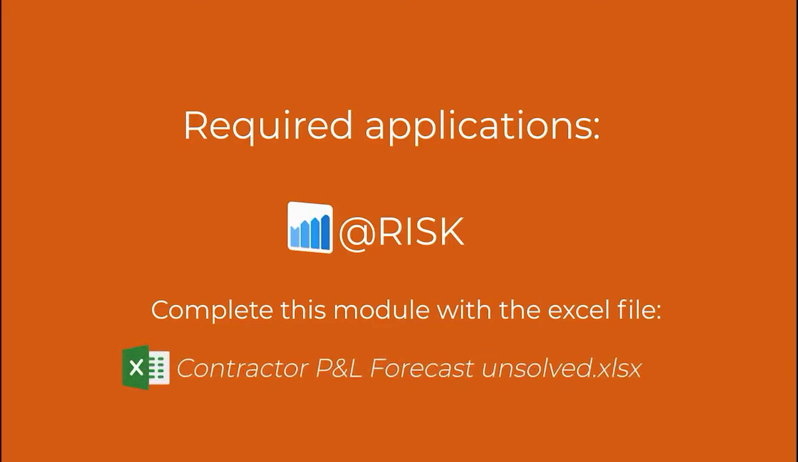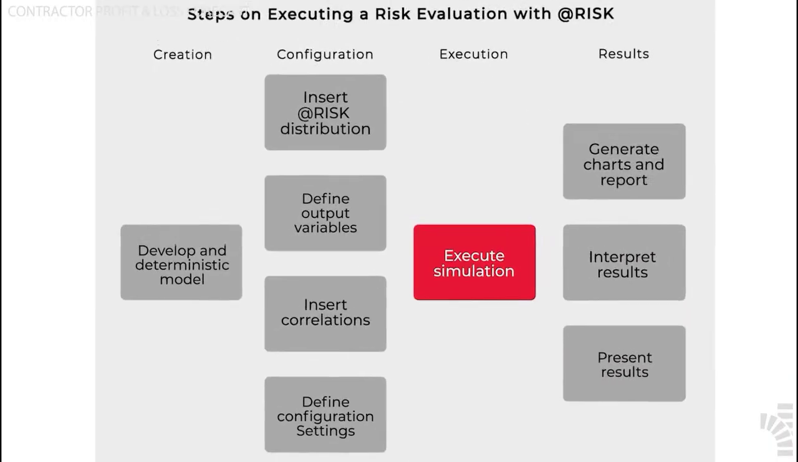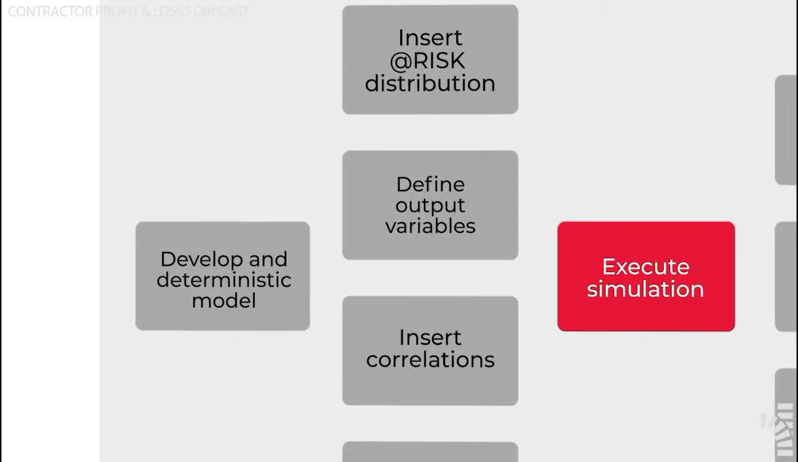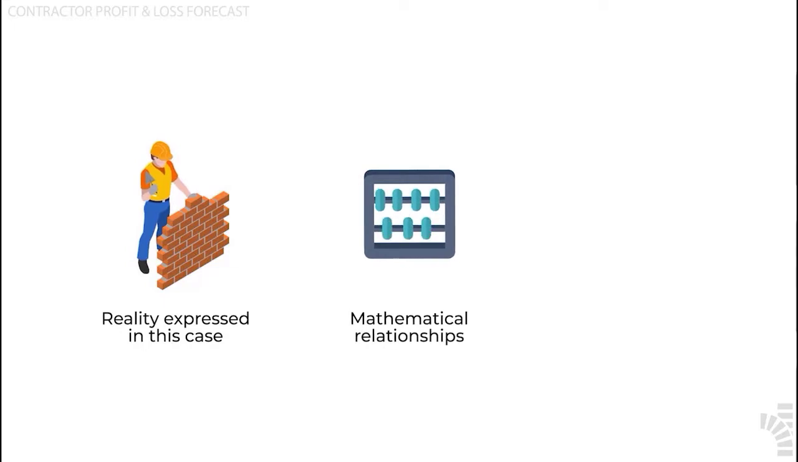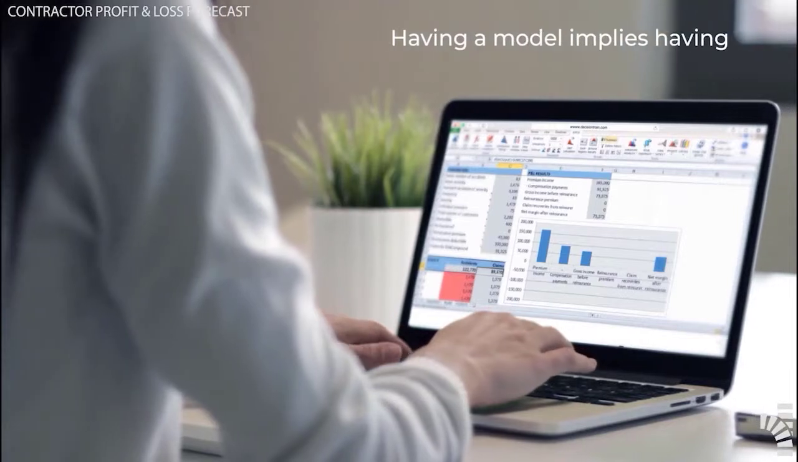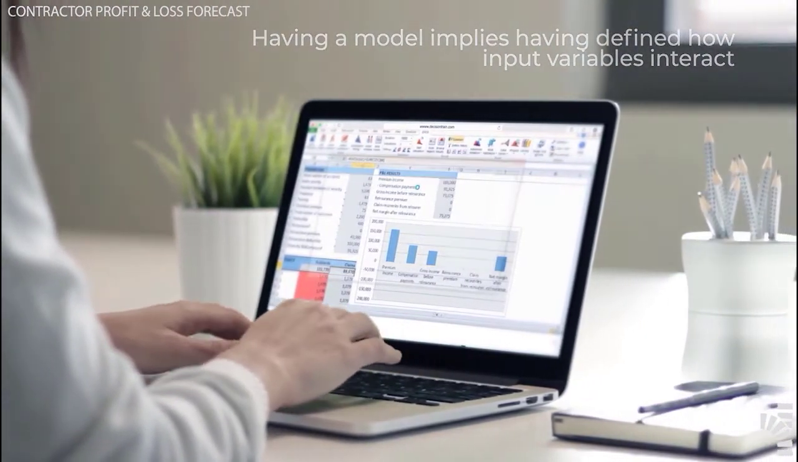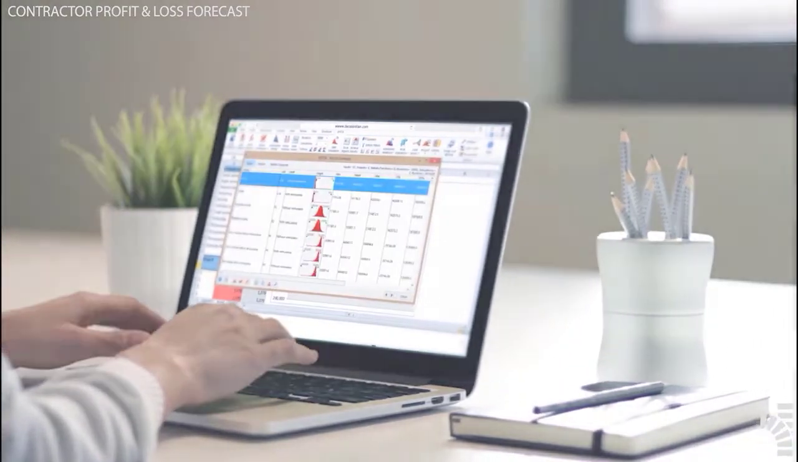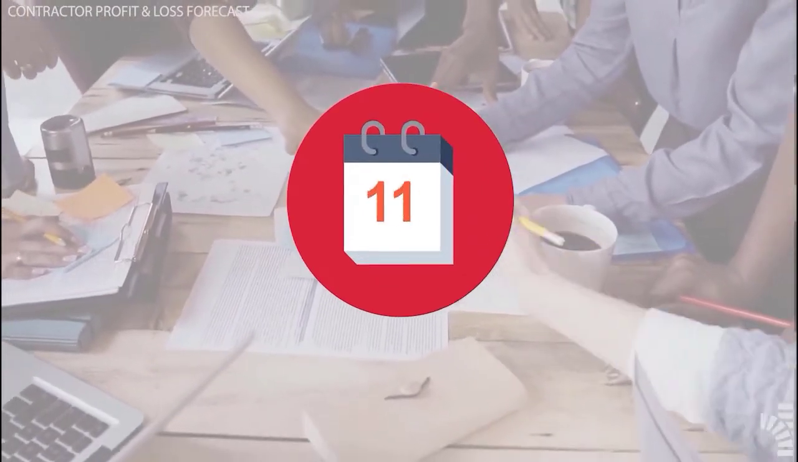Structuring the model. Any model in @Risk should agree in general to the following step-by-step process. 1. The first requirement is to have a deterministic model. In our terms, a model is a simplified interpretation of a reality expressed in this case through mathematical relationships linking input variables to output results. In other words, having a model implies having defined how input variables interact between each other under a mathematical framework in order to create one or more output variables that should be analyzed.